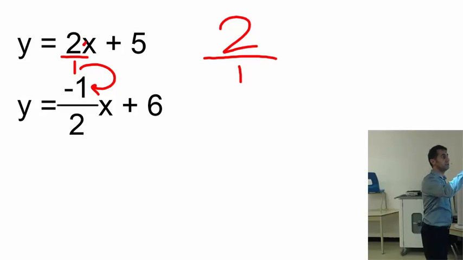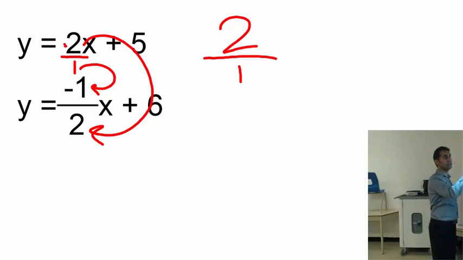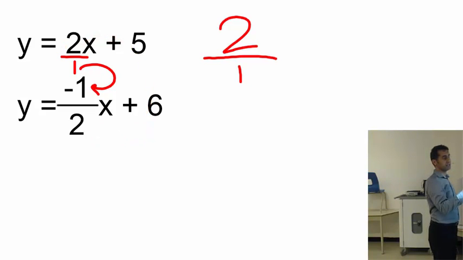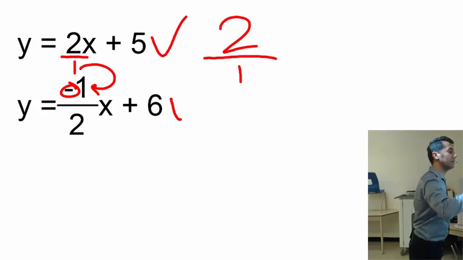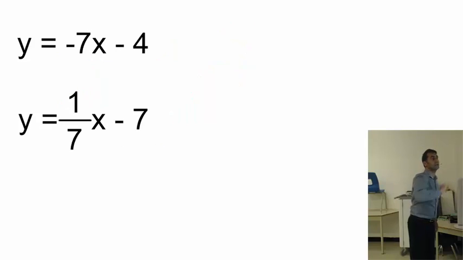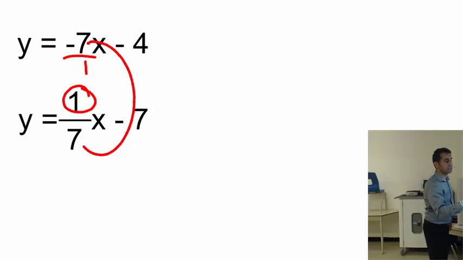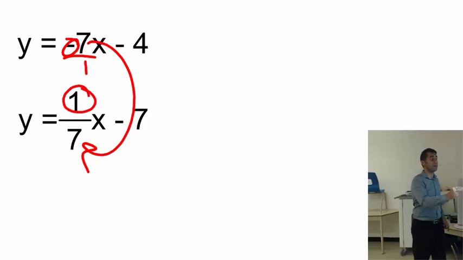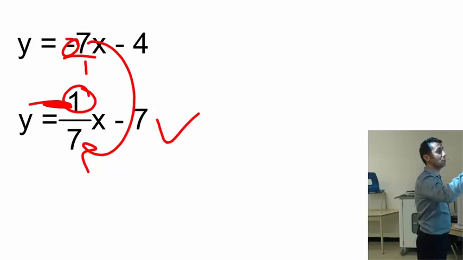But when I do that, now look at that. 1 goes up, 2 goes down, and there is no sign here, meaning if I have the negative sign here, this is perfect perpendicular lines. Next, division by 1. Now 1 is up here, 7 is down there, and I have the negative sign here, so I don't have any sign here. That means the lines are perpendicular.